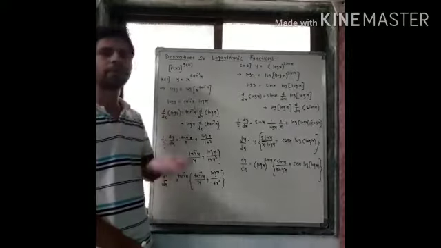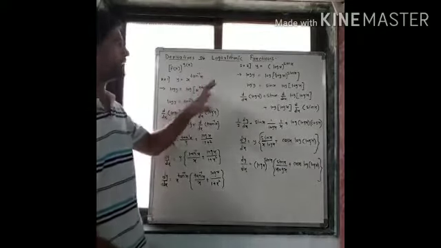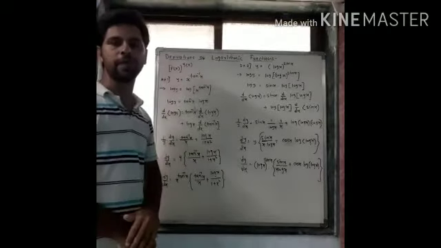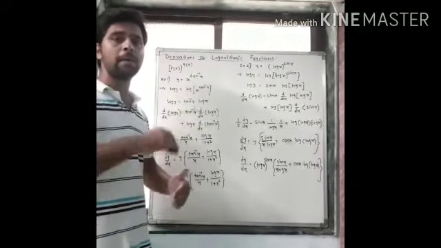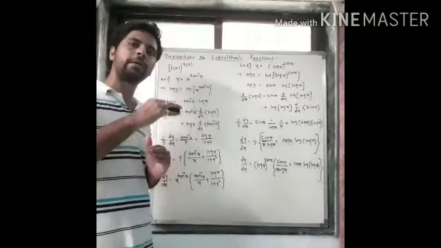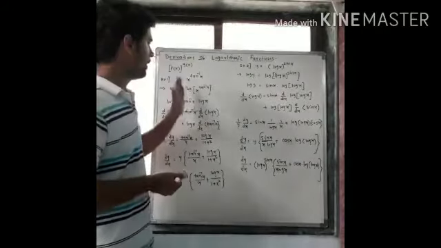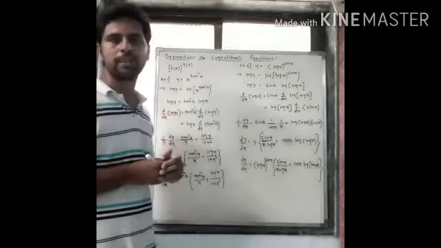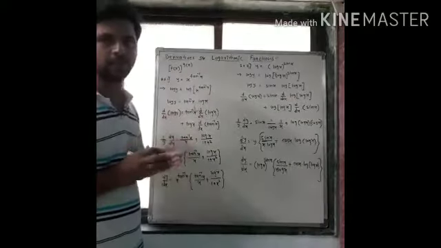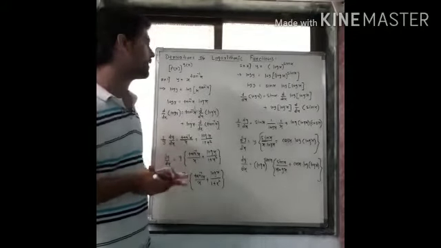So what type of functions will we get? In this point we will get functions in the form of f of x to the power g of x. It means the power of the function is also a variable. When we get that type of function, at that time we use this logarithmic method to differentiate this function, right? Let's see one example, then you will be clear.